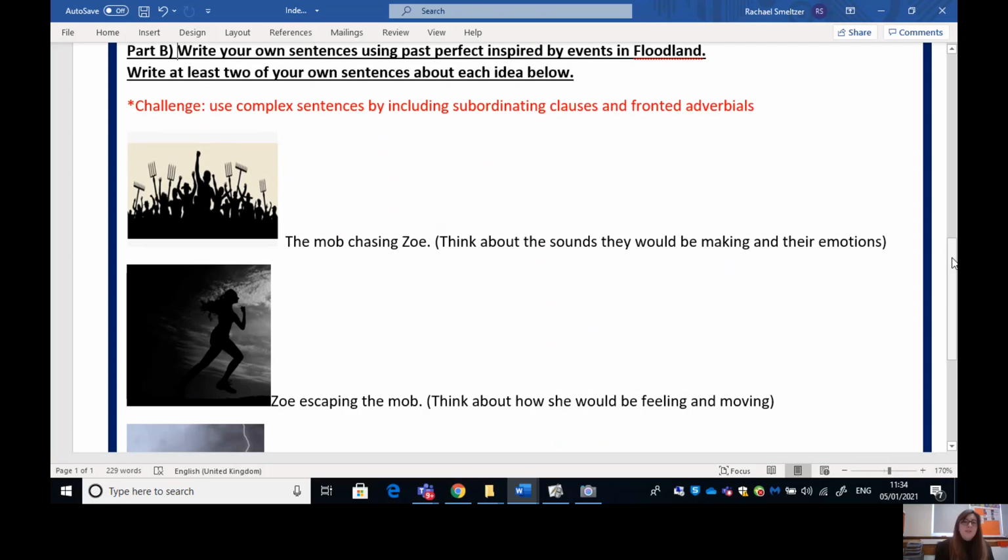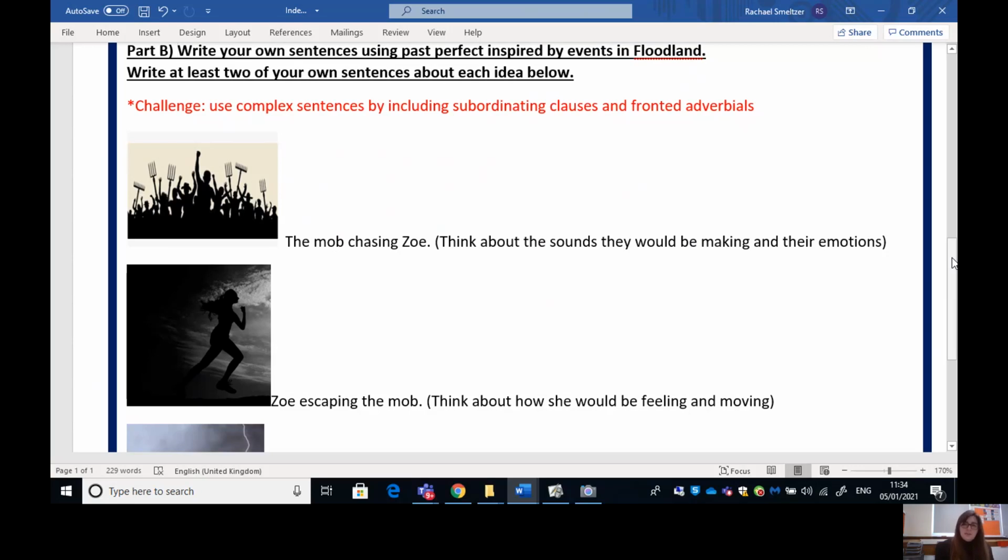Write your own sentences using past perfect inspired by events in Floodland. So I've tried to link it to the narrative as much as I can. Then you are producing sentences that may help you. Write at least 2 of your own sentences about each idea below. Of course, if you have lots of ideas, feel free to write more, but we would expect a minimum of 2 each, meaning you've got at least 6.